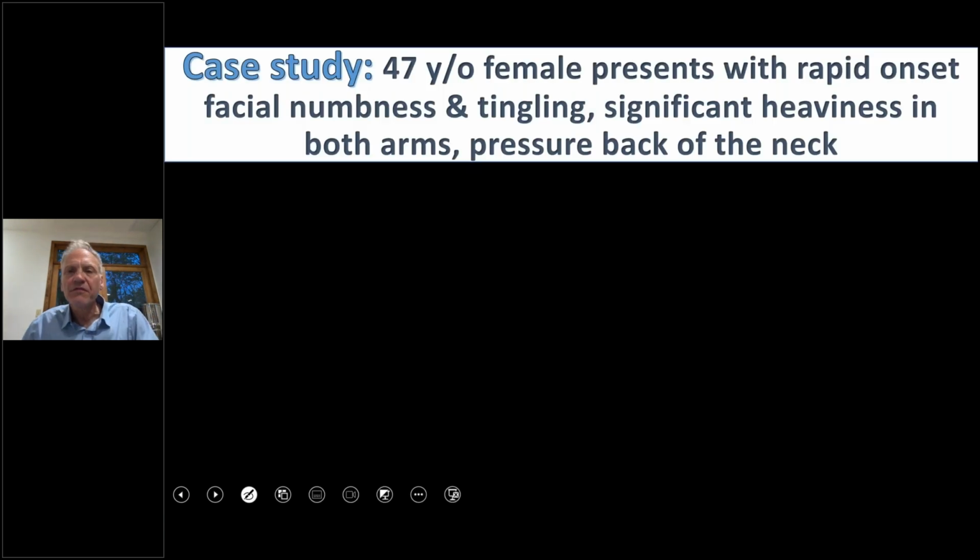So a 47-year-old female presents with rapid onset facial numbness and tingling. What are you thinking there? Stroke, TIA, right? Significant heaviness in both arms. Well, we thought stroke, but now it's heaviness in both arms. Strokes don't do that, most usually, right? Pressure in the back of the head. So we didn't know what it was.